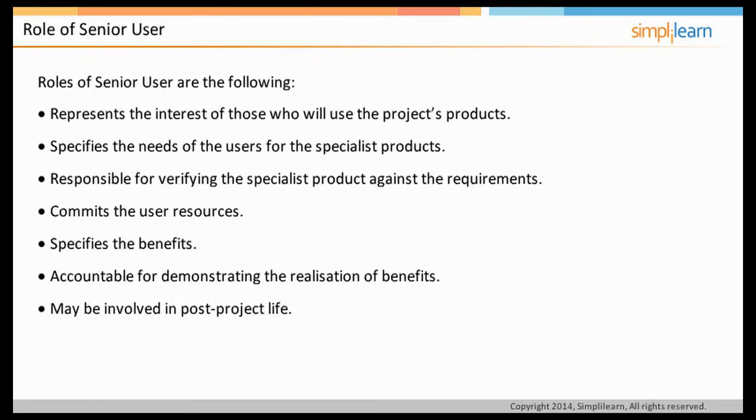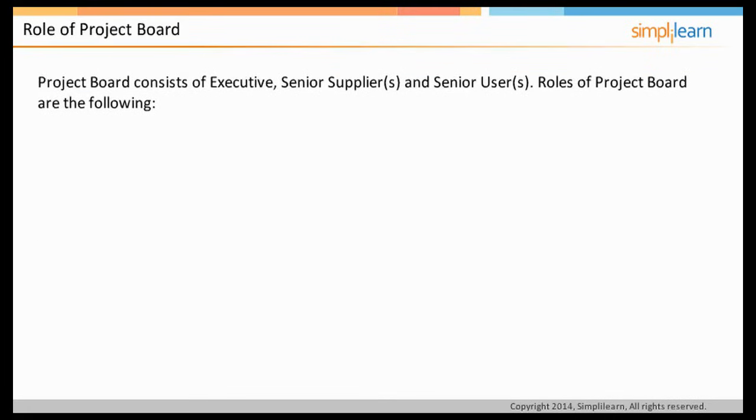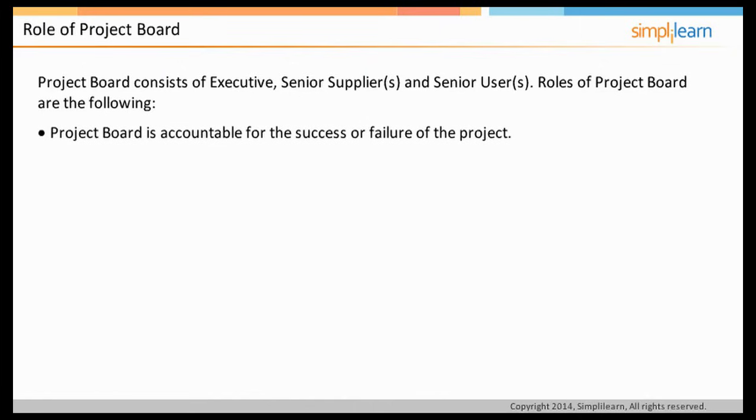The project board consists of the executive, senior supplier or suppliers, and senior user or users. The project board has authority and responsibility for the project. However, the executive is accountable for the success of the project, and can make the senior supplier and senior user accountable for the project. The project board is accountable for the success or failure of the project in terms of the business, user, and supplier interests.